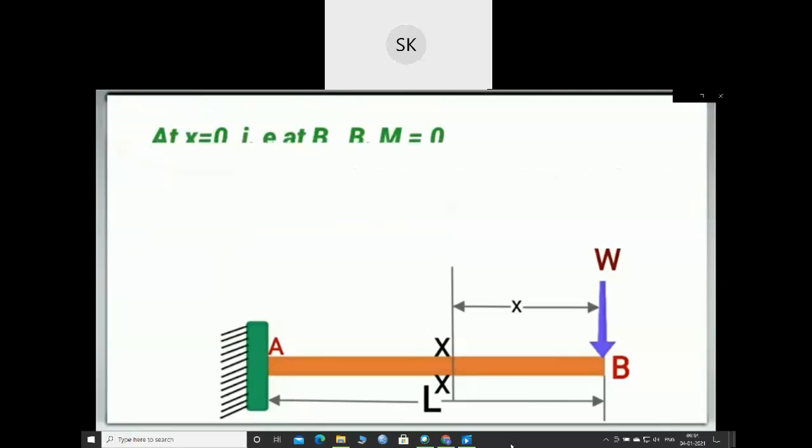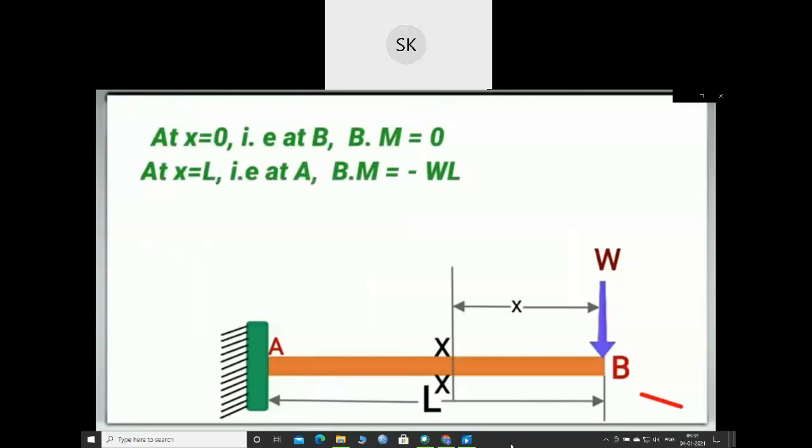At x equal to 0, that is at point B, bending moment will be 0. And at x equal to L, that's at point A, bending moment will be equal to minus WL. Since at point A x will be equal to L, hence substituting x equal to L in the bending moment equation, we will get the value of bending moment at A equal to minus WL.